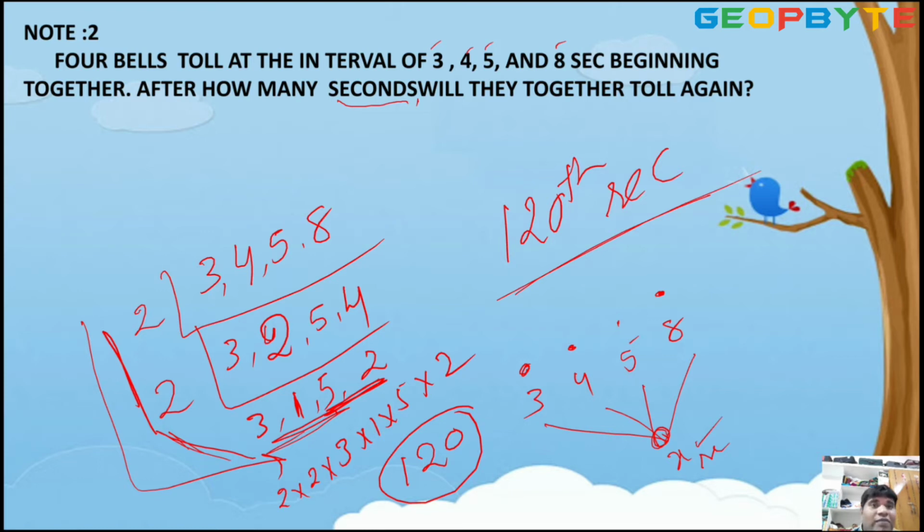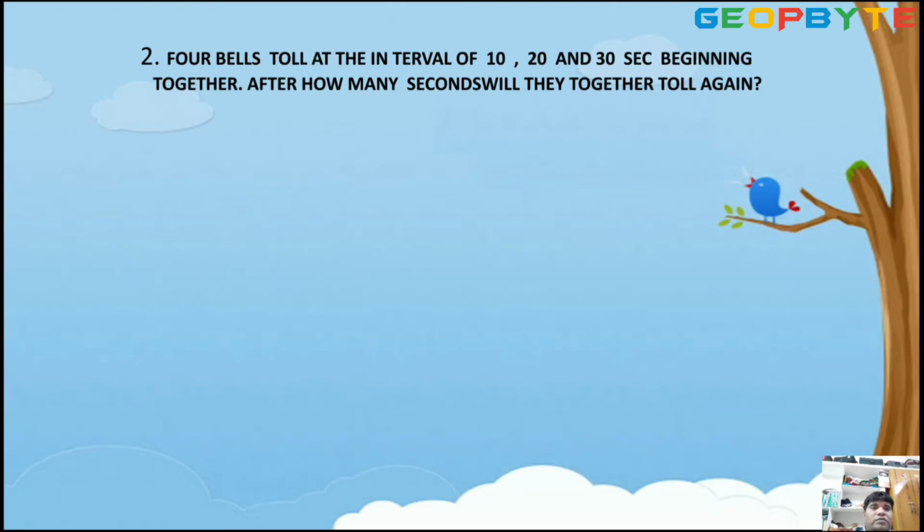Got it, children? Very important concept. Bells, traffic signal, very important. Okay, next. Same concept, easy question. Bells toll at intervals of 10, 20, 30 seconds. After how many seconds will they toll together again?